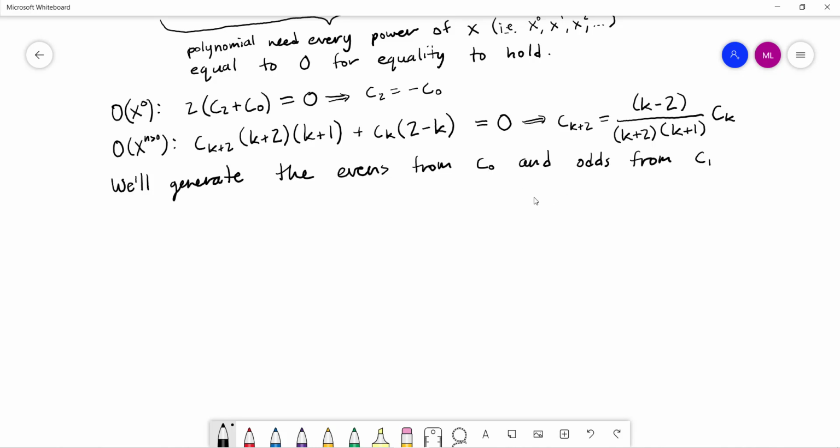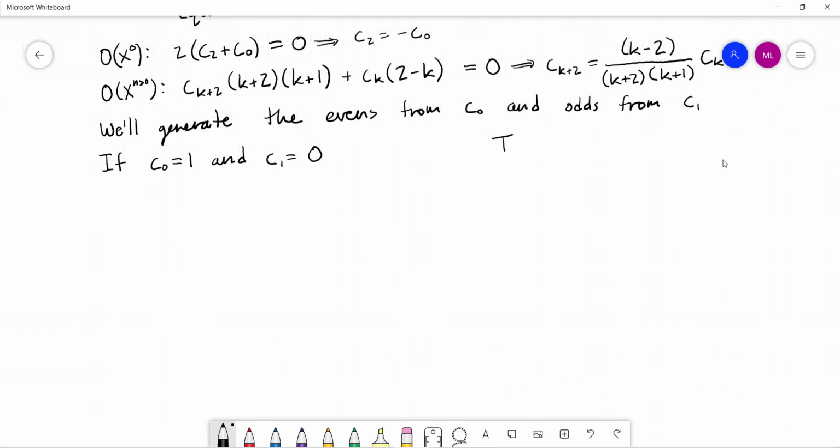But in this case, we're just trying to find a general solution. So let's pick the easiest way to do this. Let's associate one set with C0, another set with C1. And by doing that, what we'll do is basically say the following. In one case, if I let C0 be equal to 1 and C1 be equal to 0, we'll get one set of solutions. And over here, I'm going to let C0 be 0 and C1 be 1, and we'll generate a second solution. This will generate the evens, this will generate the odds, and those will give us our two linearly independent solutions.